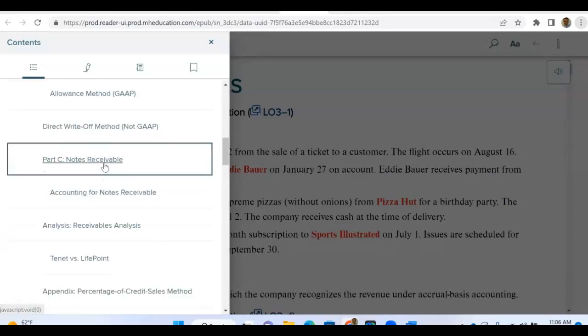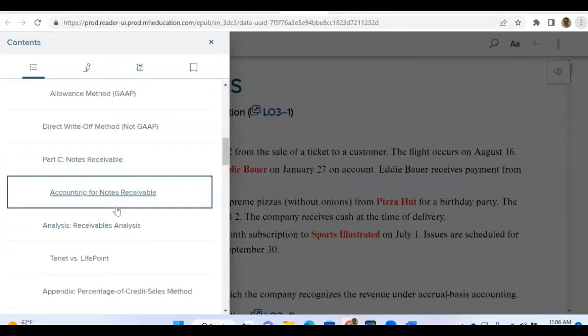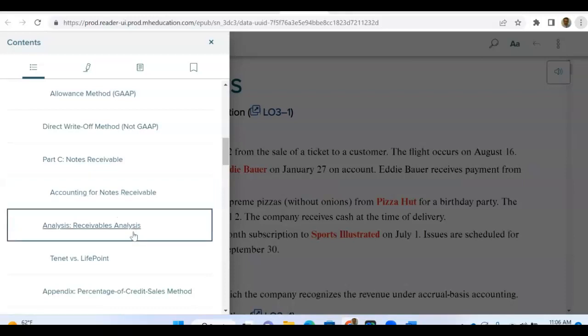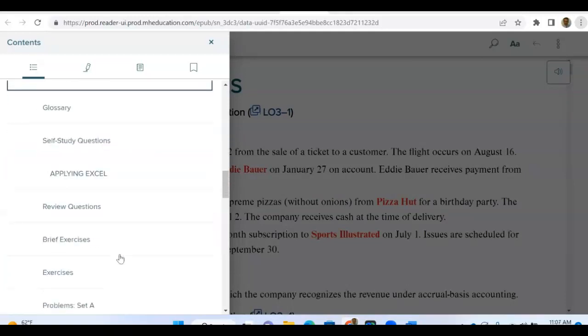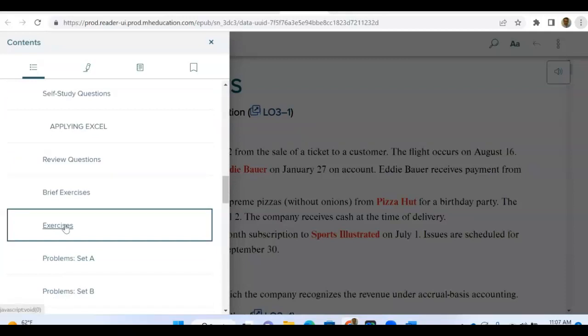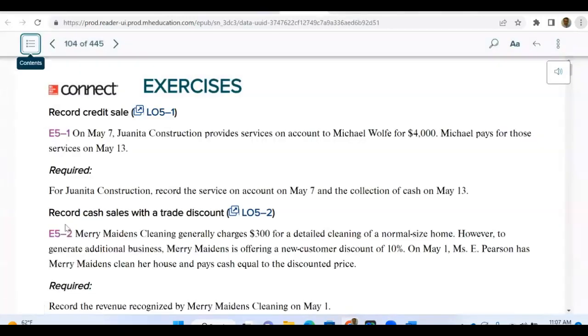And there are also some parts on note receivable, how to recognize note receivable, and also some analysis in regards to receivables. Okay, so I'd like to solve some problems, which will also help you do your homework for chapter 5. So, exercise chapter 5. You have a bunch of exercises as homework problems. I will do some of them, and hopefully that will help.